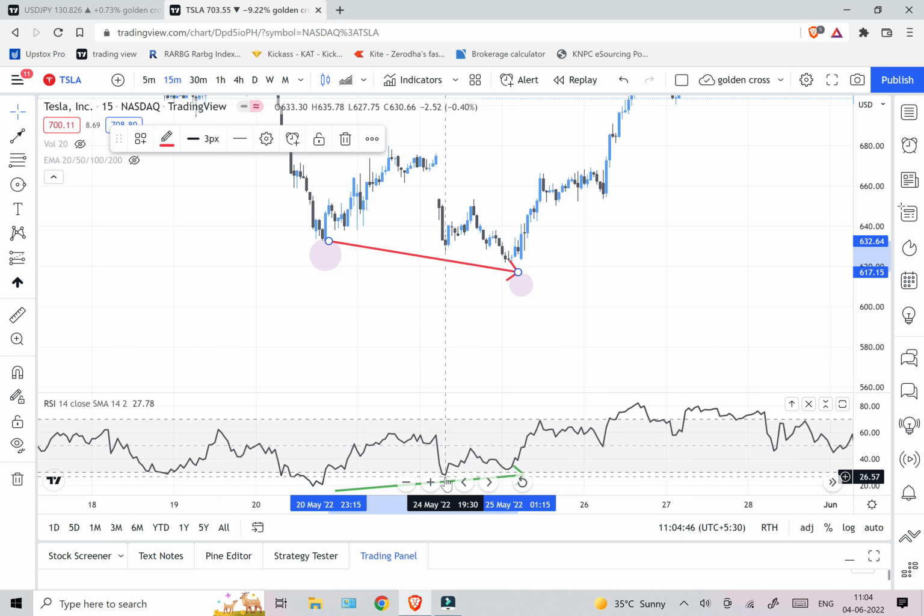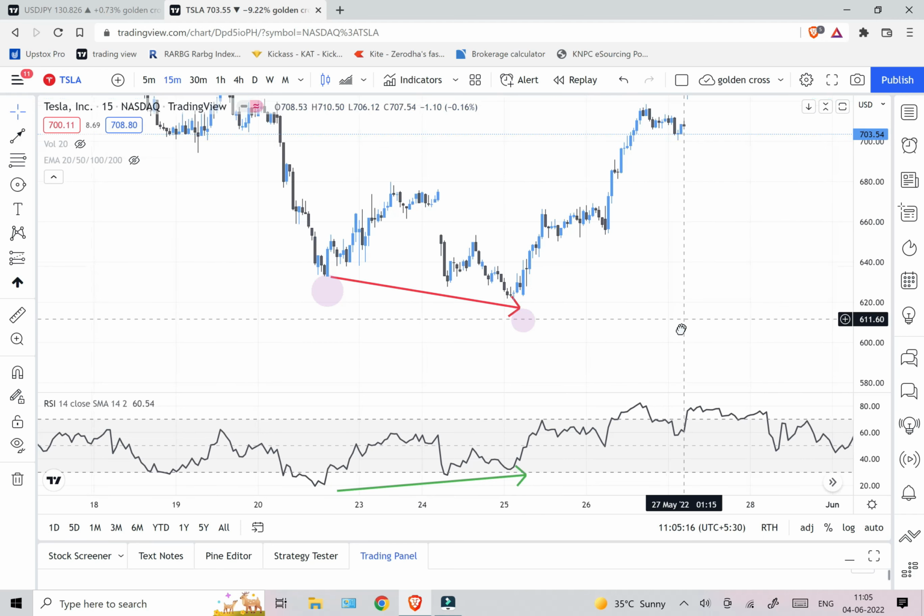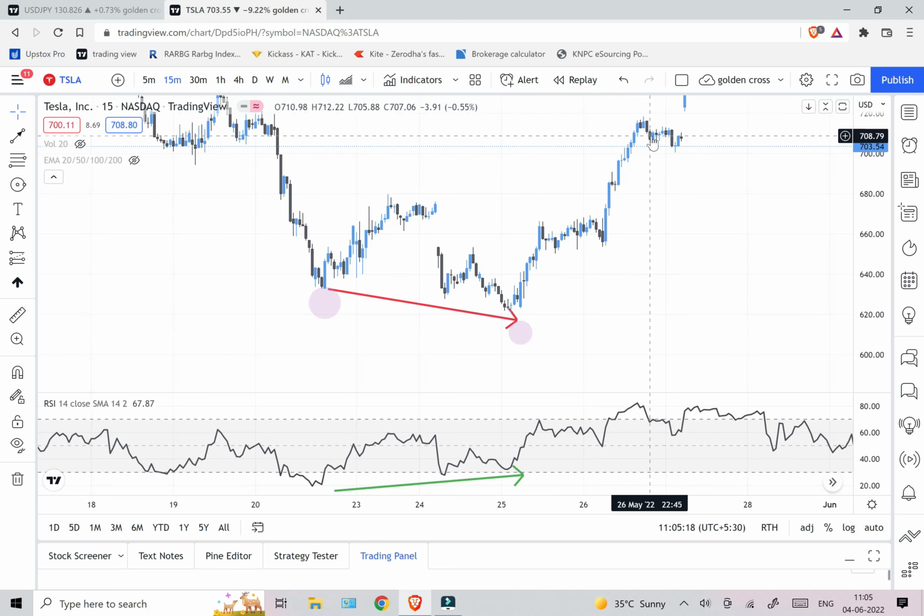Why? No confirmation from the candles. Please make sure that you watch the bearish and the bullish candlestick patterns I have shown in the video. Because over here the candles are not formed. Over here there is a candle which is formed. See over here. And let's see the result. And the price went up. This is a case of bullish divergence.